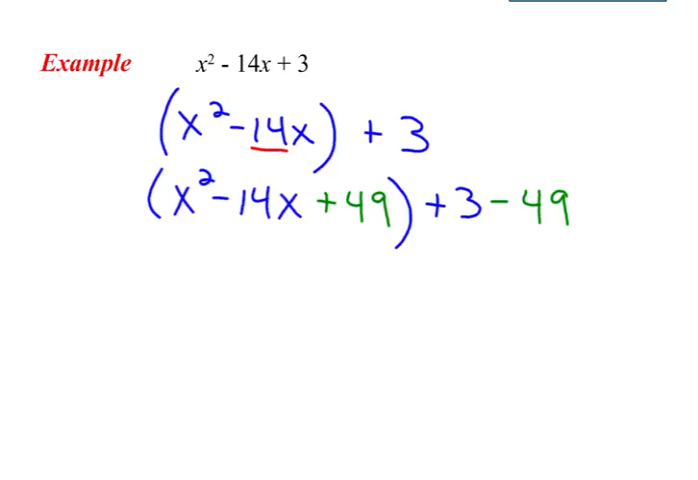The next step is to factor what's inside the parentheses. So this is going back to factoring quadratics. Imagine this being a problem all by itself. If I erased this and I said factor x squared minus 14x plus 49, that's what we have to do next. So let's do it. We're going to go through this in detail.